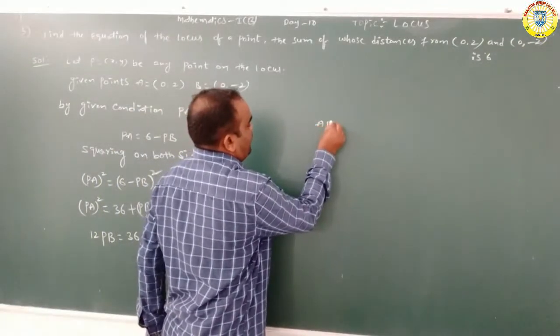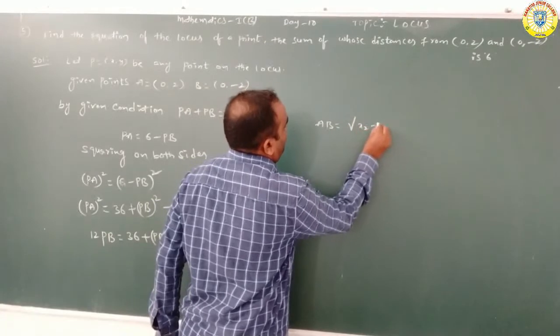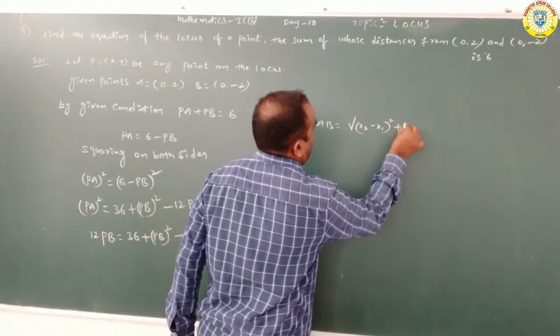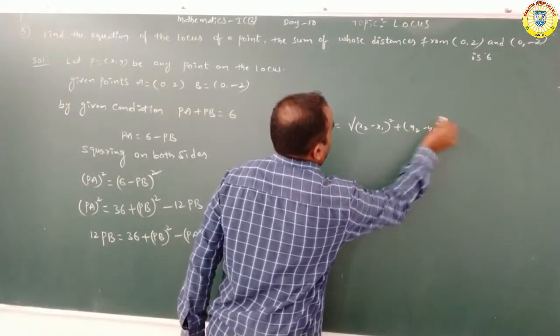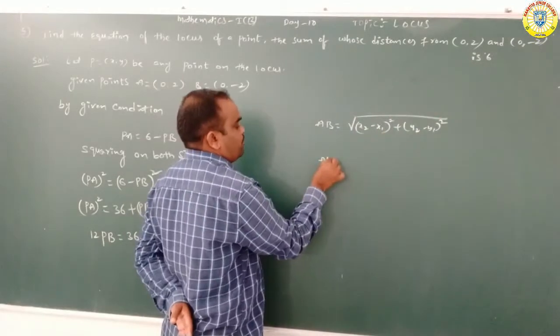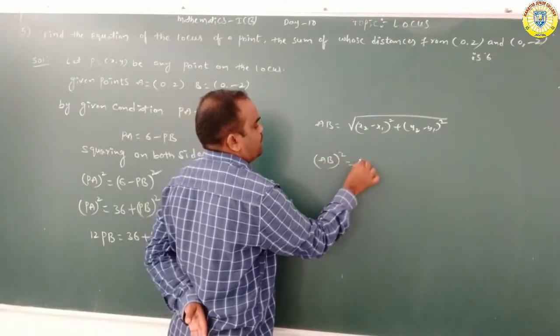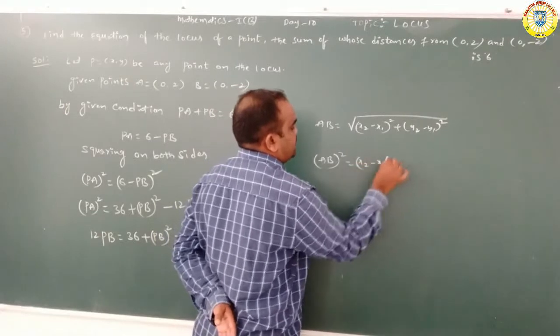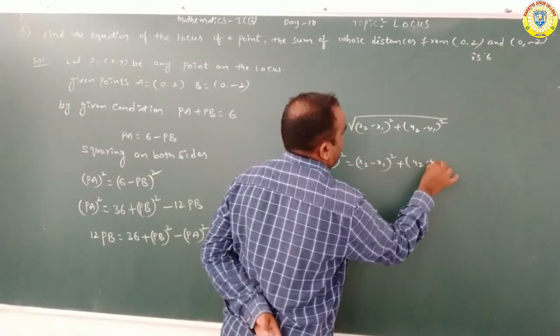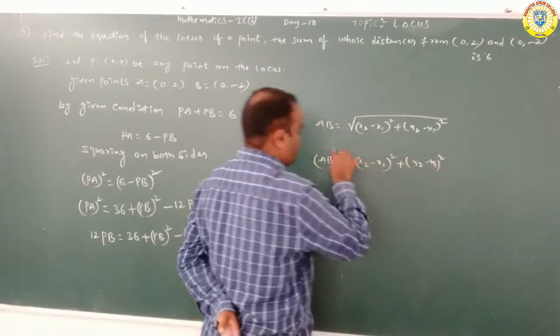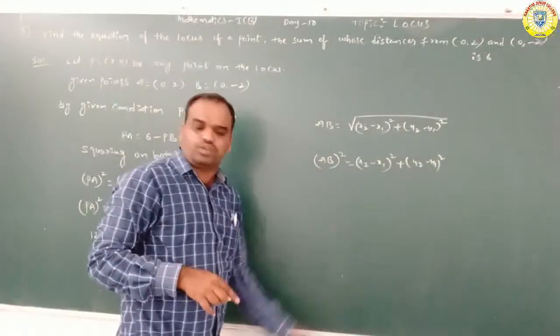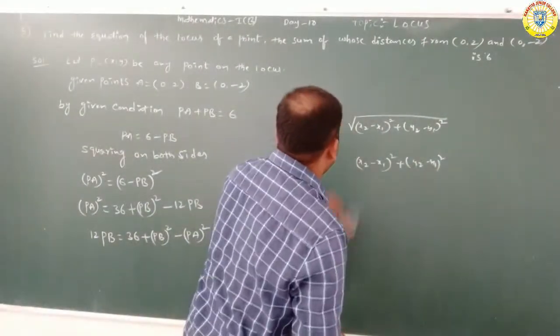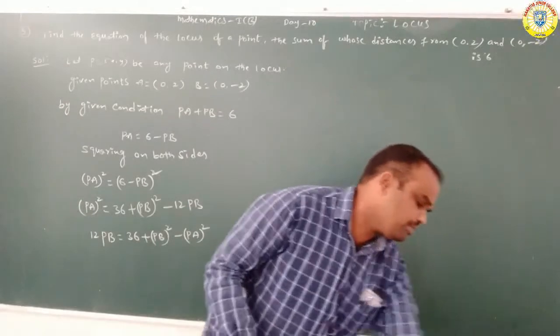Distance between A, B, what is the formula? Under root of (x2 - x1) whole squared + (y2 - y1) whole squared. Squaring on both sides, AB squared = (x2 - x1) squared + (y2 - y1) squared. That's why here no need of writing the root; square root cancels. Okay now? See here, next we are continuing this one.